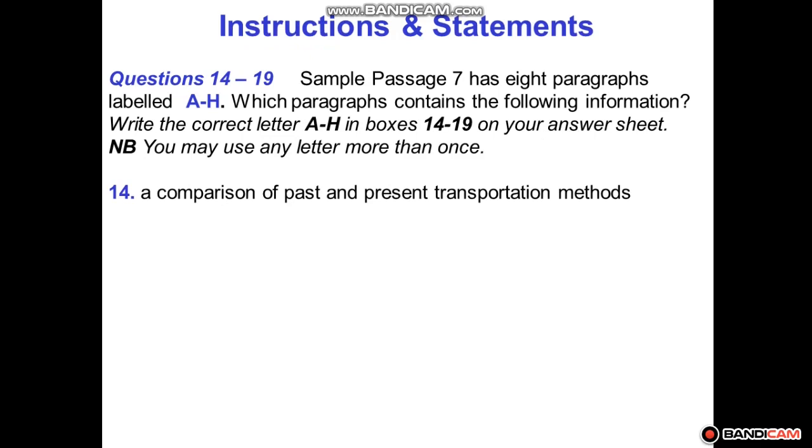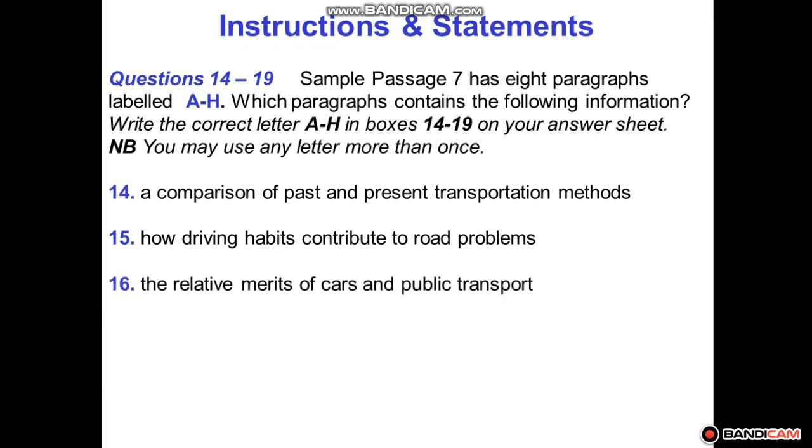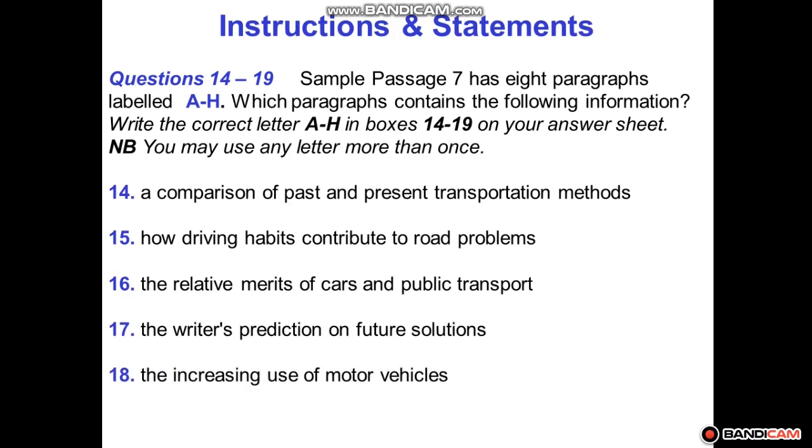Okay, 14. A comparison of past and present transportation methods. Now this is one of the pieces of information. How driving habits contribute to road problems. The relative merits of cars and public transport. The writer's prediction on future solutions, and the increasing use of motor vehicles. And the last one, the impact of the car on city development. These are the statements, or information, and you have to match them with the paragraphs in the passage. Fine.